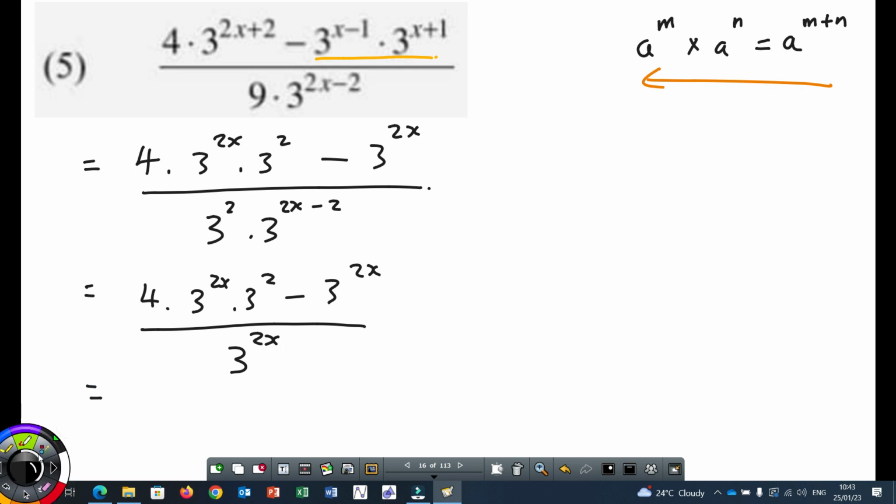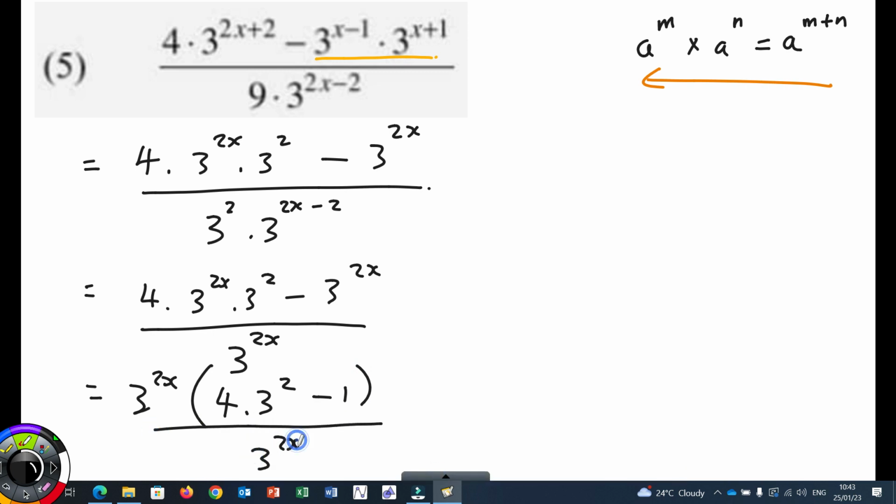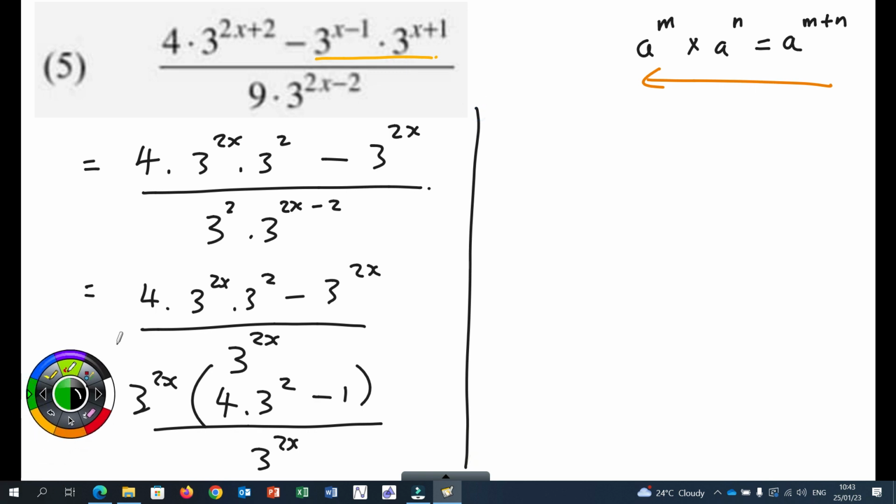Then from here now, in the numerator, what's our common factor? It's 3 to the power of what? 2x. Then I'll open my bracket, that will be 4 times 3 squared minus 1. This is all over 3 to the power of 2x. Okay, so these two can just cancel out because they are the same. One is in the numerator, the other one is in the denominator. So 4 times 3 squared, that will give us 36, minus 1. So your final answer will be 35.